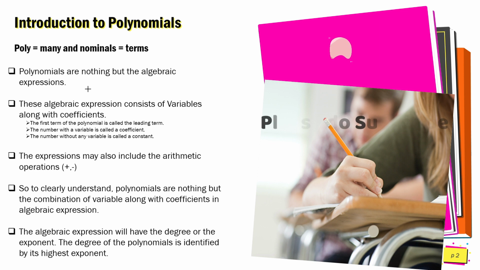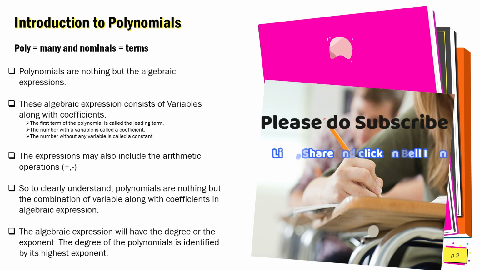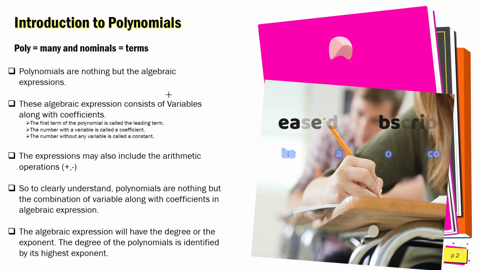Now algebraic expressions means what? In our earlier standard we might have seen expressions like 2x square plus x plus y plus z, right? So these are nothing but your algebraic expressions. Now these algebraic expressions consist of variables along with the coefficients, right? Now in the overall expression, if you see, let's say 6, this is your constant, these are your variables, this is your coefficient, and this is called a degree, right?